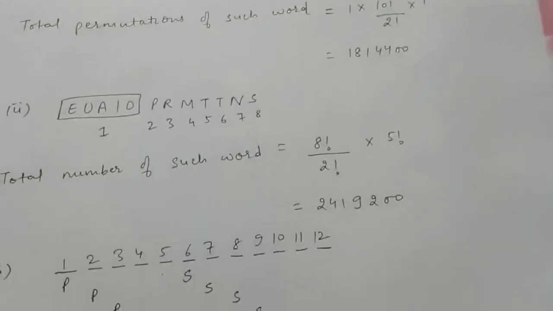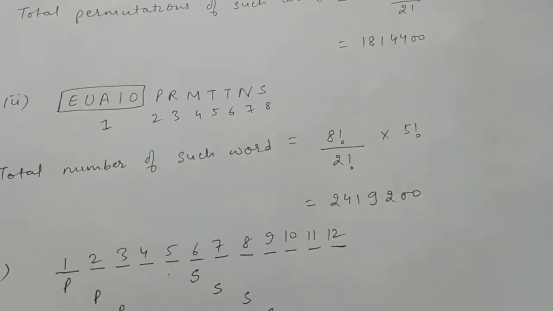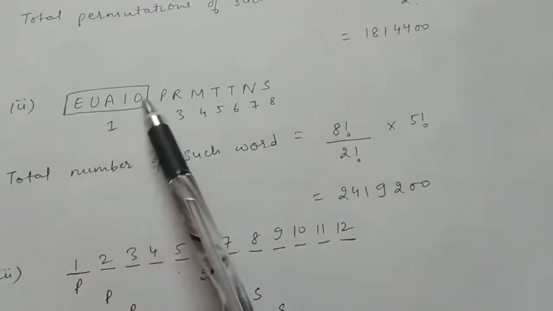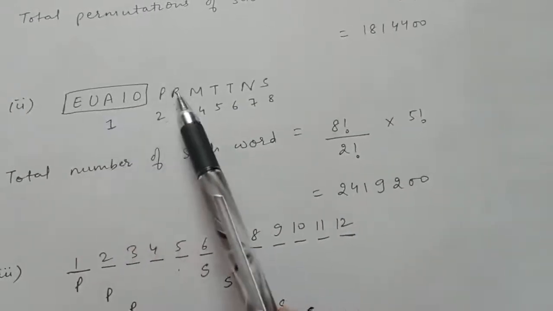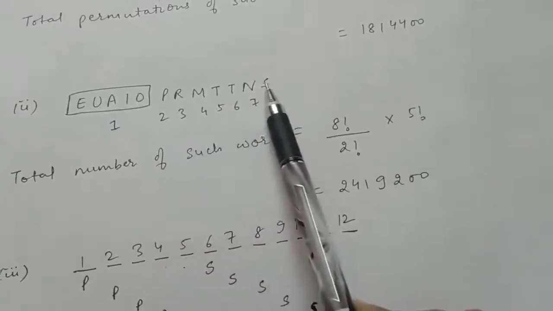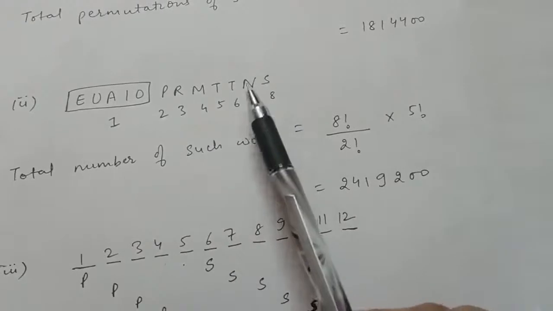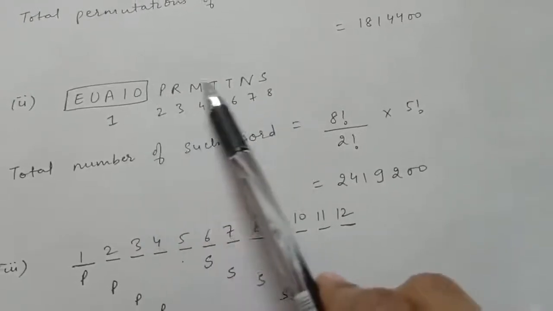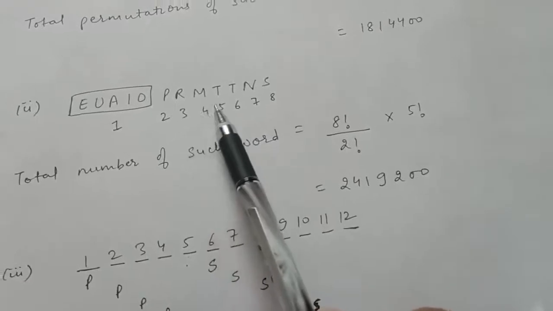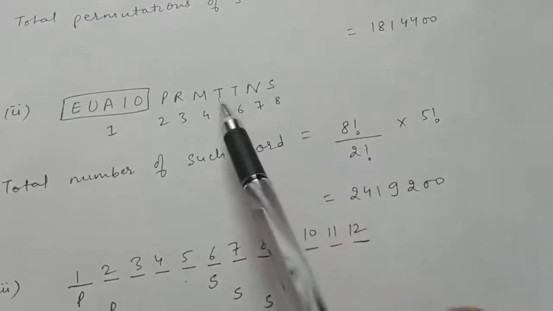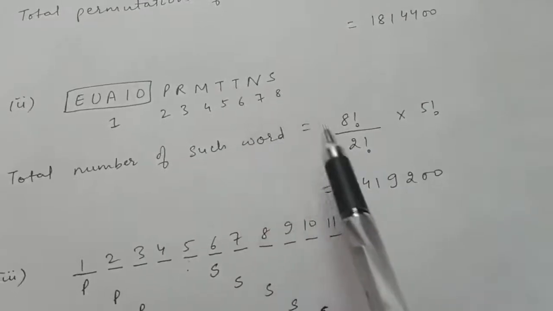Now second is, if all the vowels come together. So consider the vowels which exist in this word permutations as one letter and the rest of the letters are these. I have not written the statement, but you have to write all the statements, that now there are 8 letters which can be arranged in 8 factorial upon 2 factorial, because T is repeating 2 times, right?